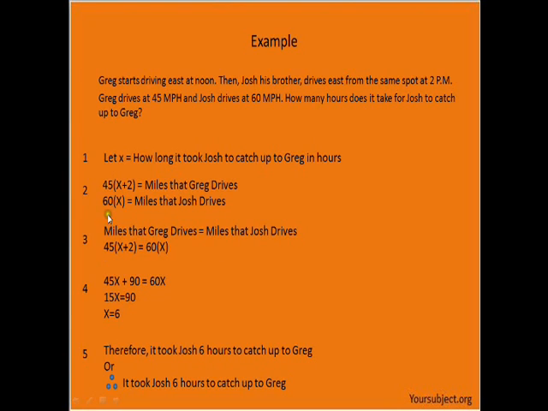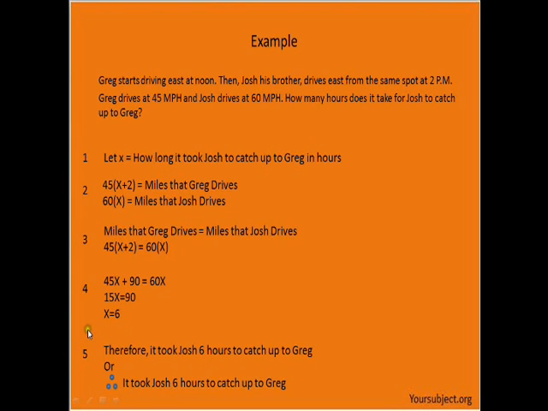So you write these 2 equations that are equal to each other. So 45 times x plus 2 equals 60 times x. And then step 4, you have to solve it out, solve for the variable. So x equals 6, so that means x is how many hours it took Josh to catch up to Greg, and it took 6 hours.